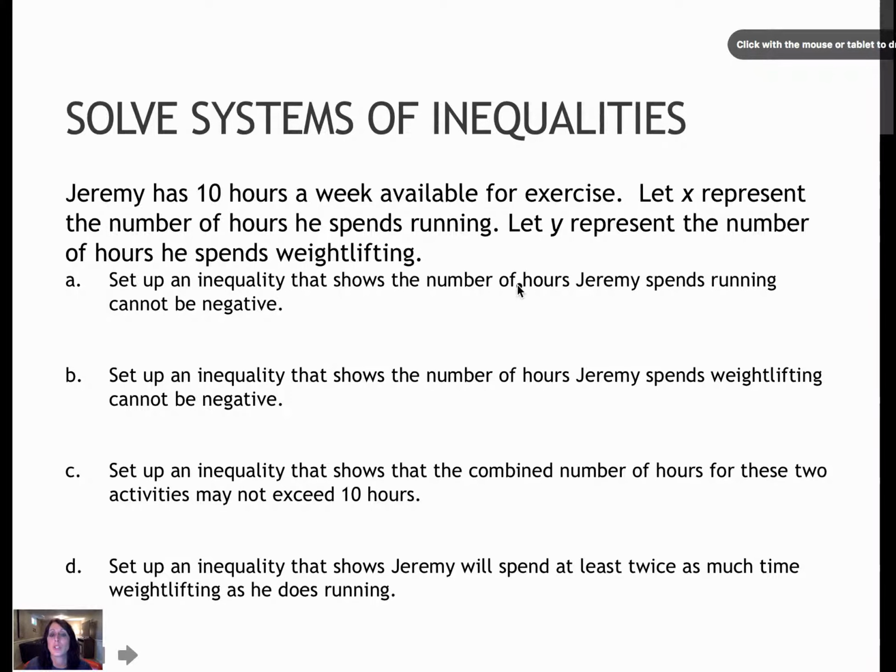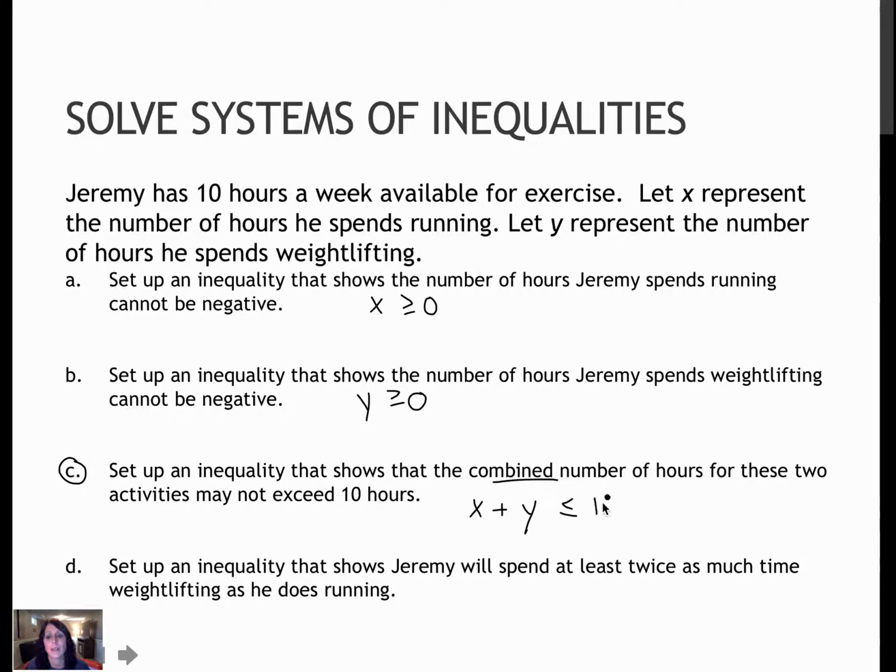We're going to set up an inequality that shows the number of hours Jeremy spends running. And of course, we know that it cannot be negative. So X has to be greater than or equal to 0. For weightlifting, it can't be negative, so Y has to be greater than or equal to 0. And a lot of people say, well, we know he only has 10 hours, so shouldn't I say X is less than or equal to 10? I'm going to do that in part C because together, combined for the two, it cannot be more than 10. So X plus Y together has to be less than or equal to 10. So that's when we use that 10.